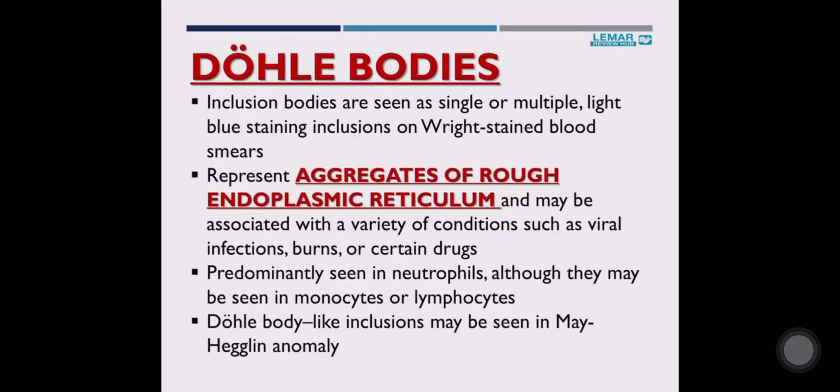Döhle bodies, inclusion bodies, which are seen as single or multiple, light blue staining inclusion on Wright-stained blood film. These are aggregate of endoplasmic reticulum. Kung maalala niyo po, yung mga Döhle bodies po, kamukha nila yung mga May-Hegglin inclusion in May-Hegglin anomaly. But yung mga Döhle bodies can be found in infection, viral infection, burns, or in certain drugs.